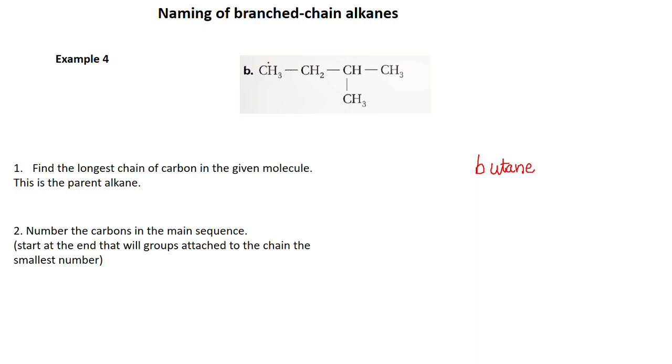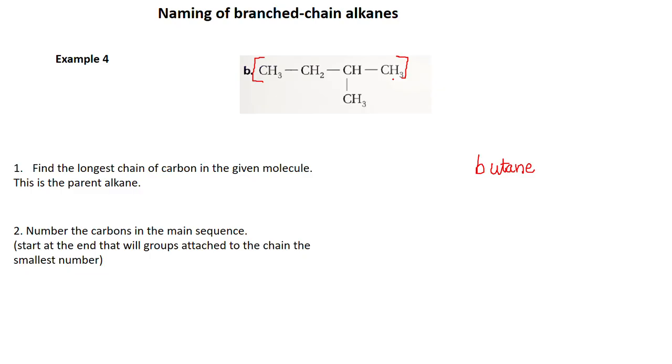So I'll take this one as the longest carbon chain. You have to number the carbon atoms in this main sequence such that the substituent is attached to the carbon atom with the least number. So which way should I start numbering? Should I start from left to right or from right to left?